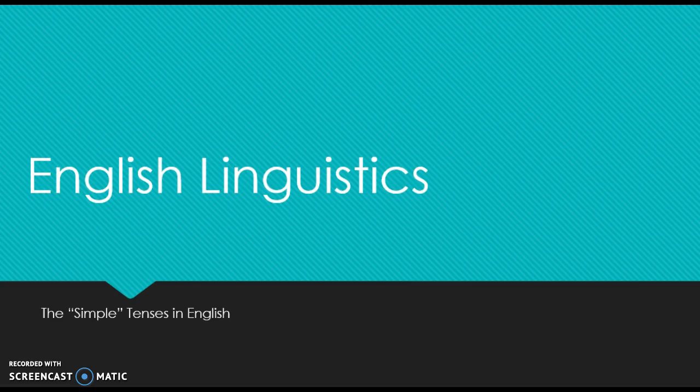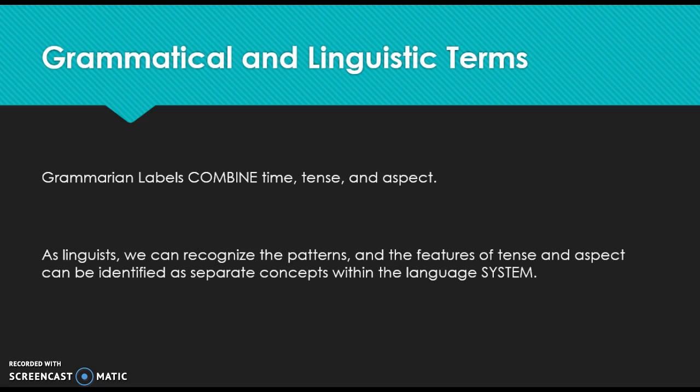In this screencast, we're going to talk about the simple tenses. Now, we know that grammatical definitions and terms might differ from linguistic terms. Oftentimes, in grammar books, we'll see that tense and aspect and time and modality can all be combined. But as linguists, we want to recognize the patterns that we see when we combine them, and that it's a systematic way to organize language and describe events in the real world using tense and aspect.